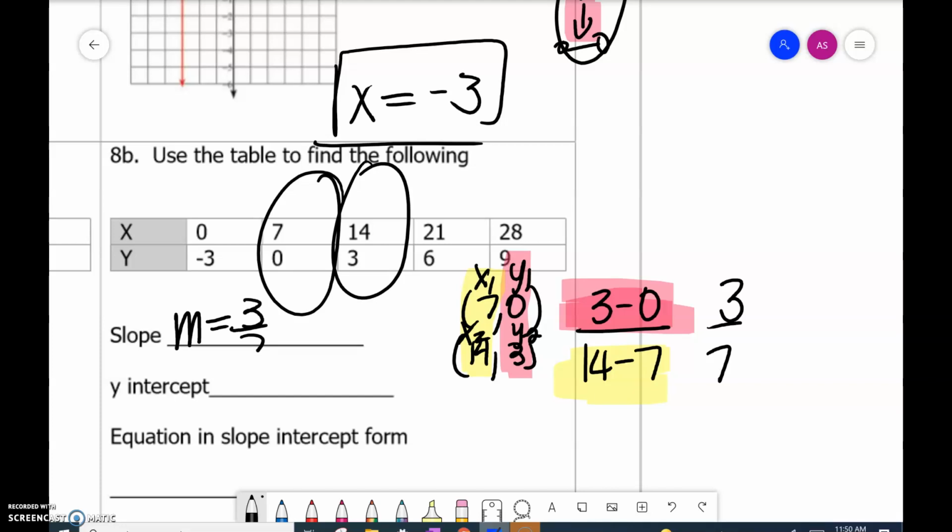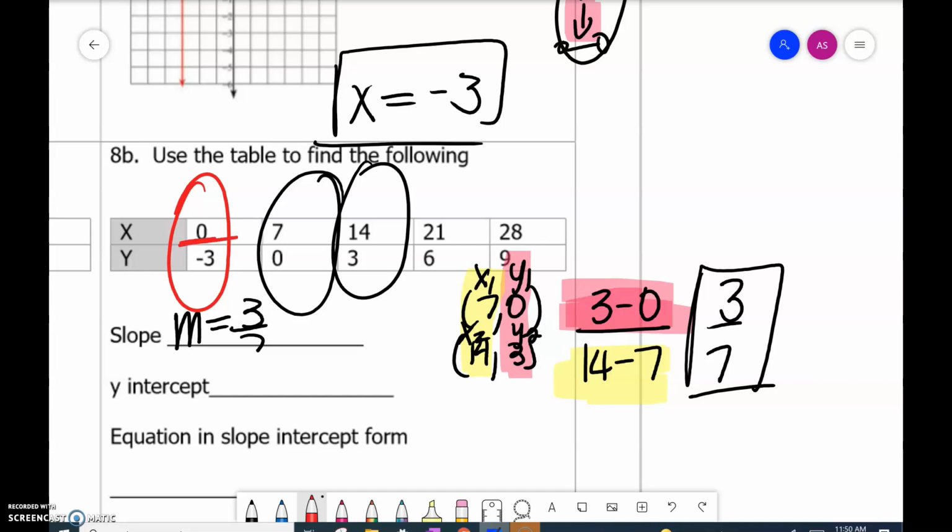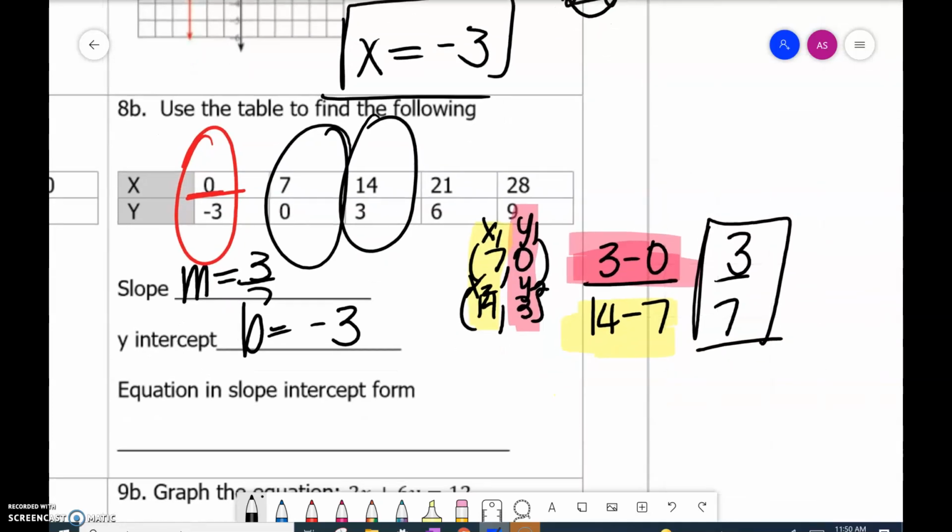Okay. Then to find my y-intercept, we could use point slope form, or we notice here that this point is actually your y-intercept given on a table. I know that because my x is 0, and anytime x is 0, that's a y-intercept. So I'm going to go ahead and write that b is equal to -3. And then my equation in slope-intercept form will be y equals 3/7x minus 3.